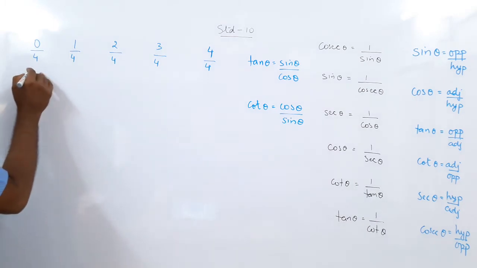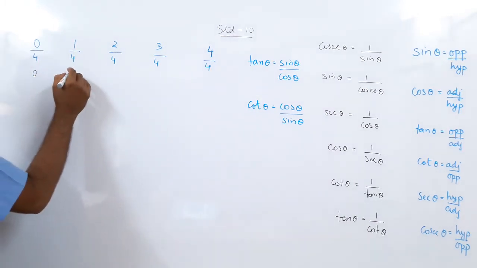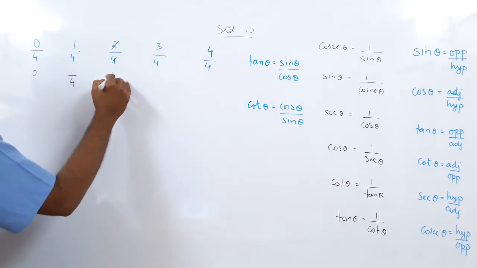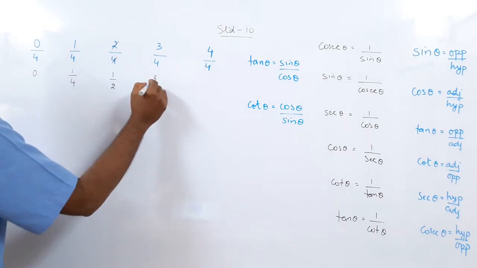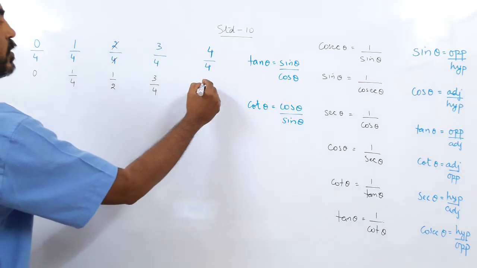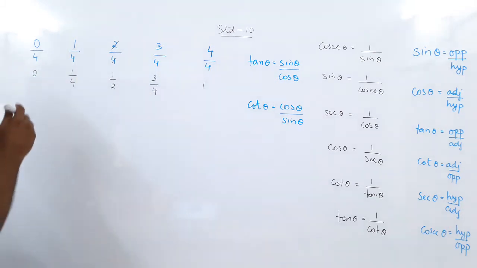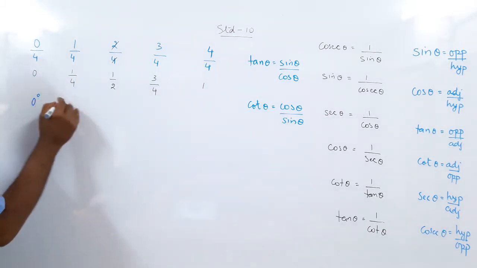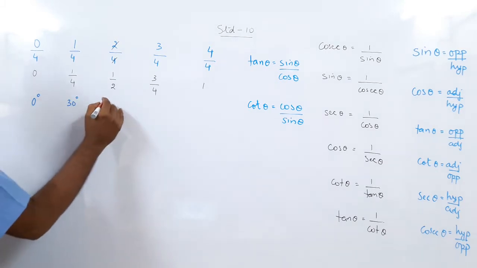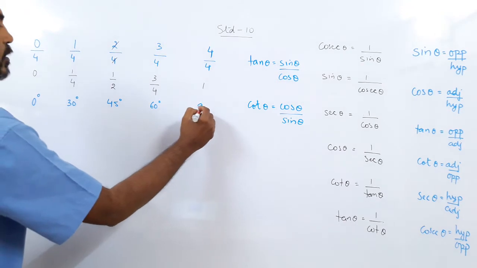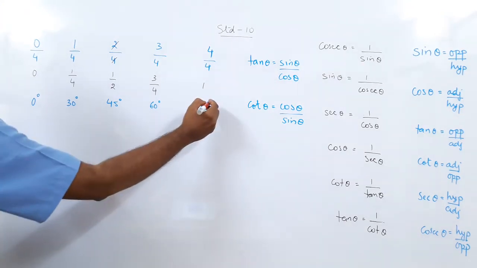So 0 upon 4 is 0. 1 upon 4 remains 1 upon 4. But 2 upon 4 becomes 1 upon 2. 3 upon 4 remains 3 upon 4, and 4 upon 4 becomes 1. Clear till here? Once you have written these numbers, then below that you write 0 degree, 30 degree, 45 degree, 60 degree and 90 degree.